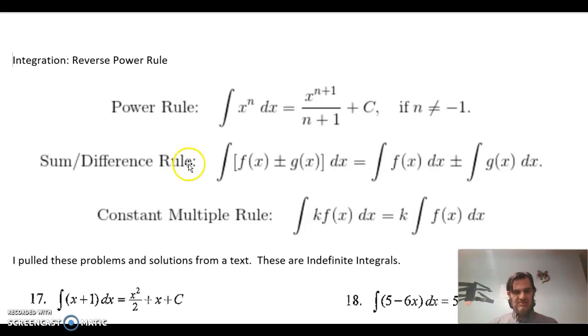To make it a little bit more exciting, we've got two rules down here. One, if we had two functions added or subtracted together, we could do them separately. We had a sum and difference rule for derivatives, and we have one for integration. So if we had an x to the fifth plus an x squared, we could do them separately. Also, if we had a coefficient or a multiplier in front of our function, just like when we take the derivative, it stays there. When we take the antiderivative, it stays there as well. And we'll see some examples of that.